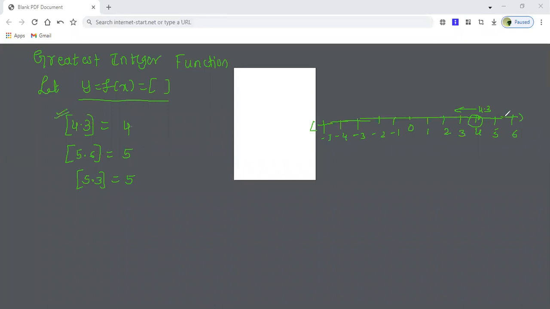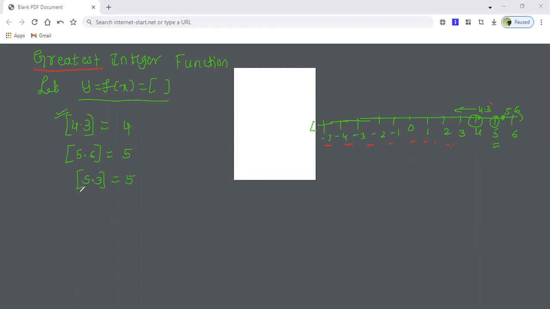Similarly, I said 5.6. So 5.6 somewhere here it lies. Which is the nearest integer to it? It is 5. Though there are many integers lying at the left hand side of it, which is the greatest among them? It is 5. That's the reason it is called the greatest integer function. There are many integers you can see at the left side of the required number, like 4.3, 5.6, 6.7, whatever number you take. That particular number will have a lot of integers at the left hand side. Among those, the greatest one is the greatest integer function.